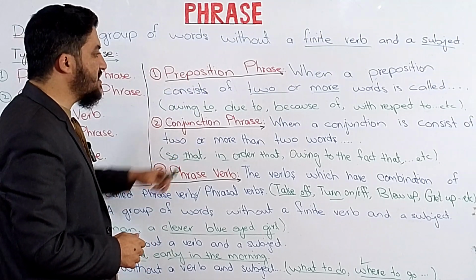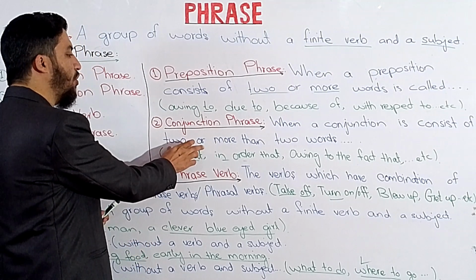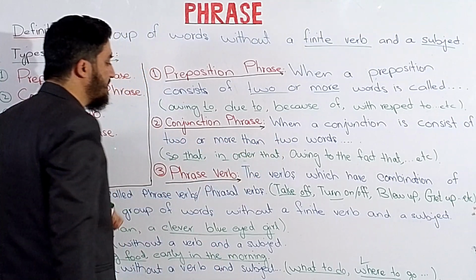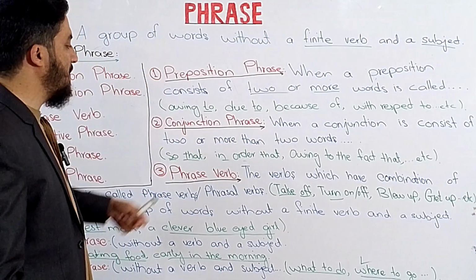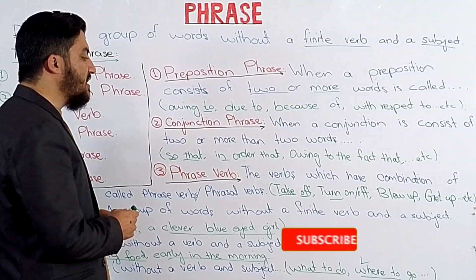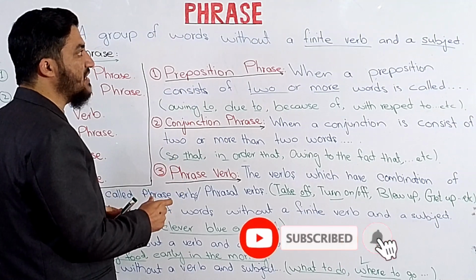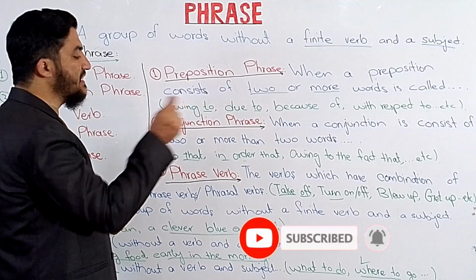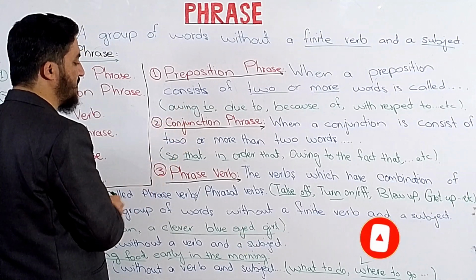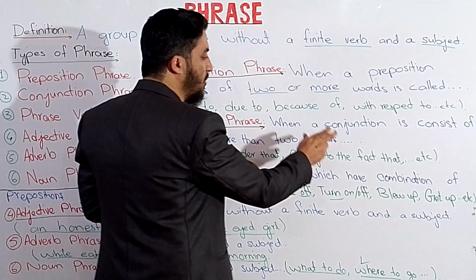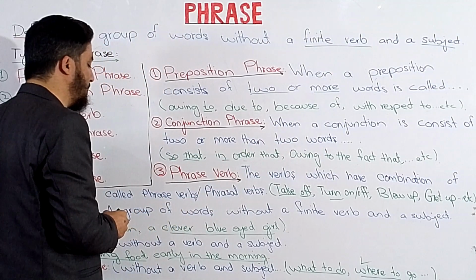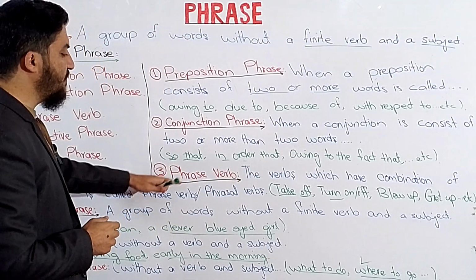Then comes the conjunctional phrase, when a conjunction consists of two or more than two words. अब इसी तरह conjunction के साथ एक और word को हम ऐड करते हैं कि जिससे complete meaning कन्वे नहीं हो पा रहा होता है, just because of the lack of the verb and the subject. It is called the conjunctional phrase, like so that, in order that, owing to the fact that, and many more examples like this. Then comes the phrasal verb.